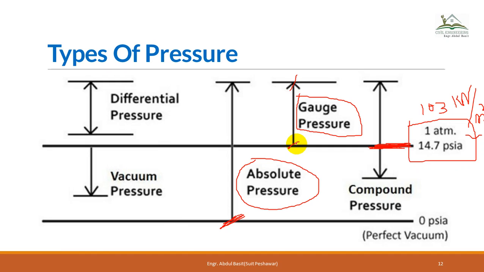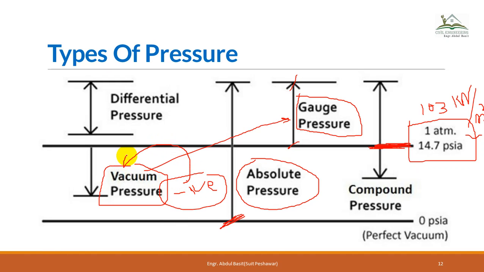Okay, so in other words, whenever the pressure is less than the atmospheric pressure, it will be called negative gauge pressure. This will be called negative gauge pressure, or in other words, vacuum. If the gauge pressure is greater than atmospheric pressure, that will be called positive gauge pressure.